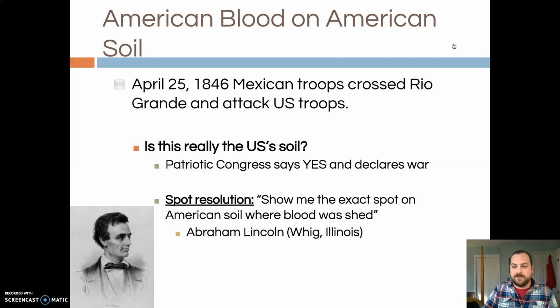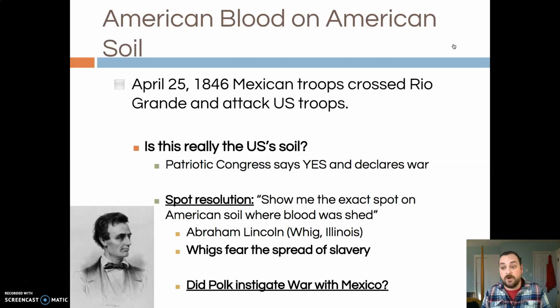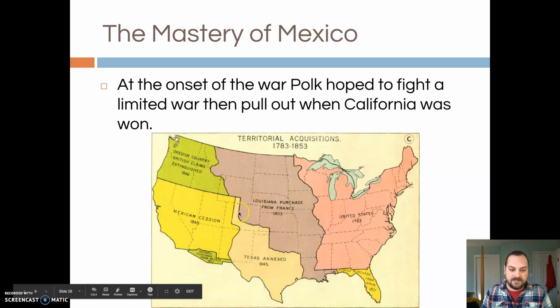We looked at Abraham Lincoln's spot resolution, which you looked at in homework. Hopefully you see that Lincoln and the Whigs were generally anti-expansion, especially in the South, due to the slavery issue. However, Polk and the Democrats were very pro-expansion and pro-slavery and the expansion of slavery. We looked at how Texas is annexed during this time period. We will look at how the Mexican cession comes to be today.